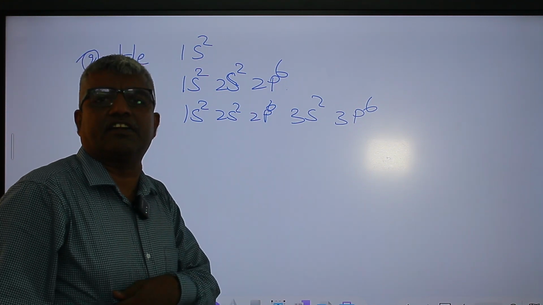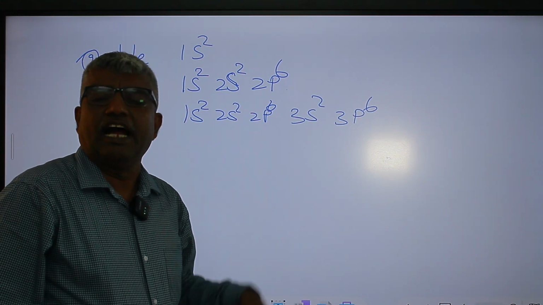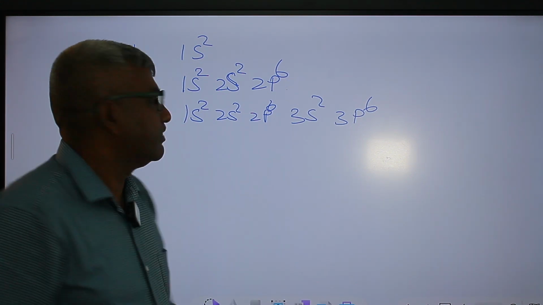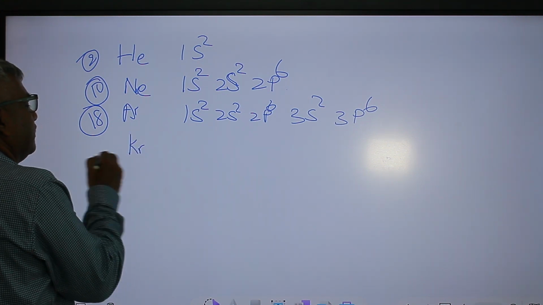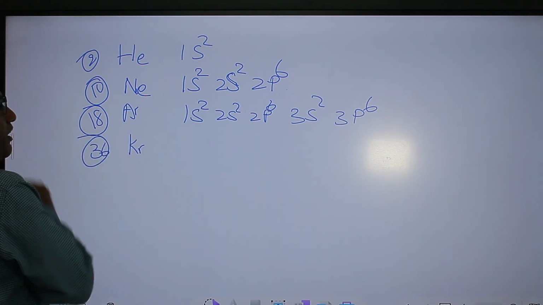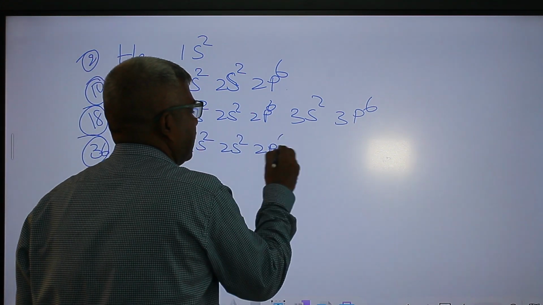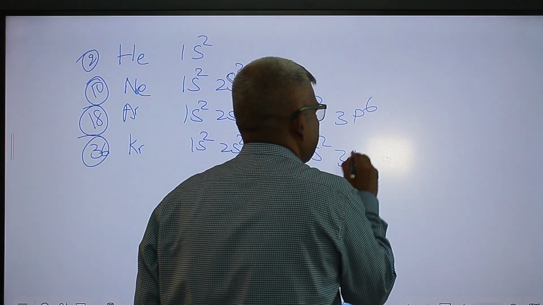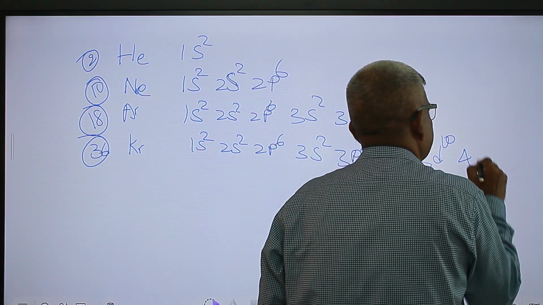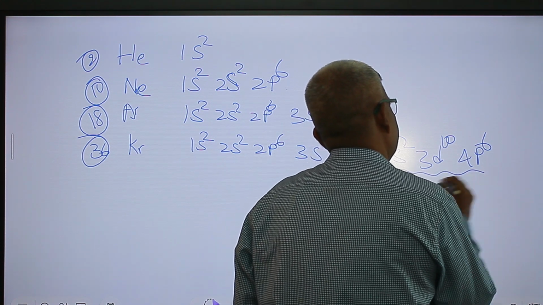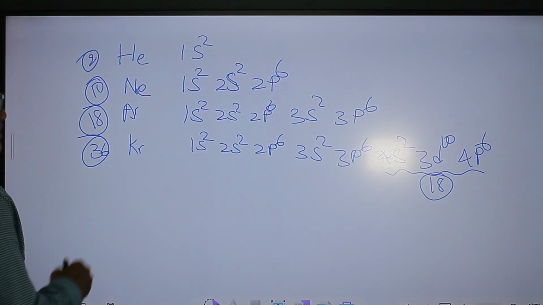When you are learning electronic configuration, you will come to know the properties of all the elements and you will memorize the element sequence also. Helium, neon, argon, then krypton, 36. Krypton atomic number is 36: 1s2, 2s2, 2p6, 3s2, 3p6, 4s2, 3d10, 4p6.